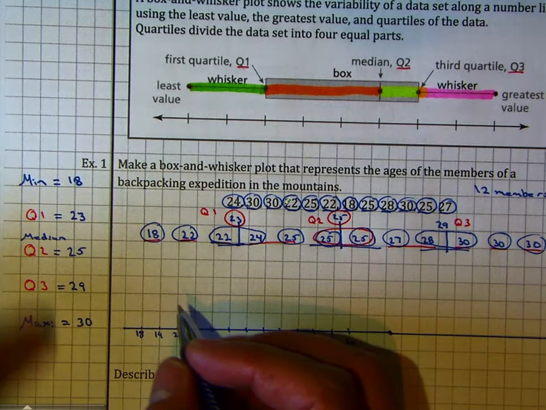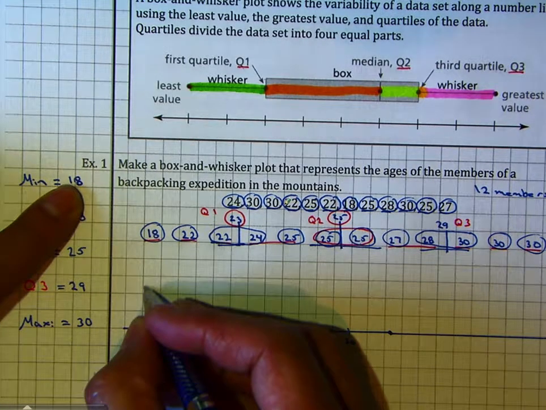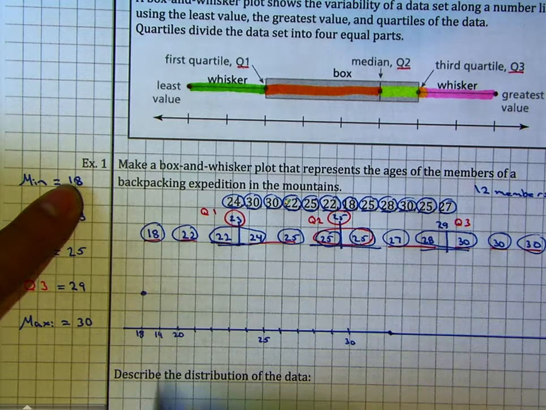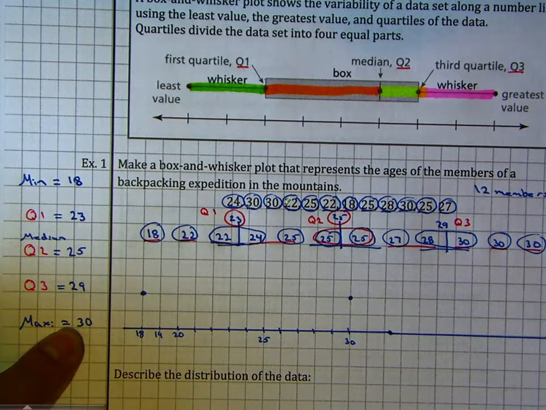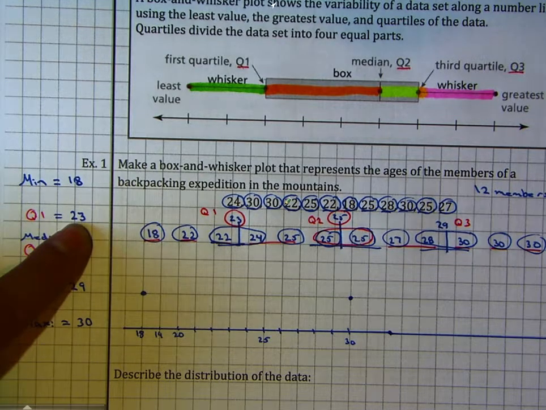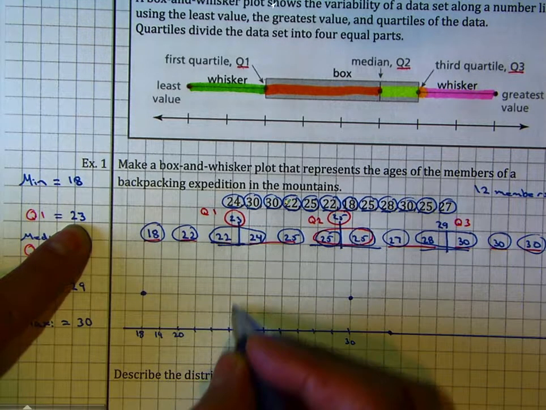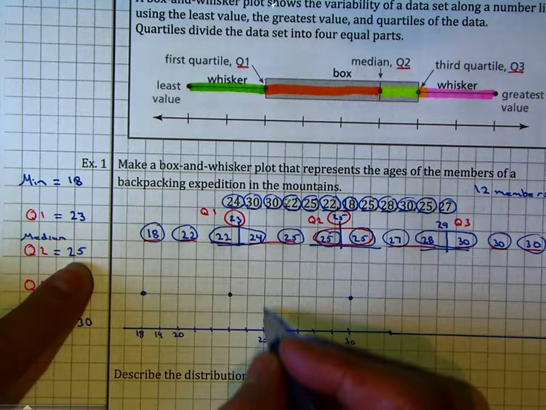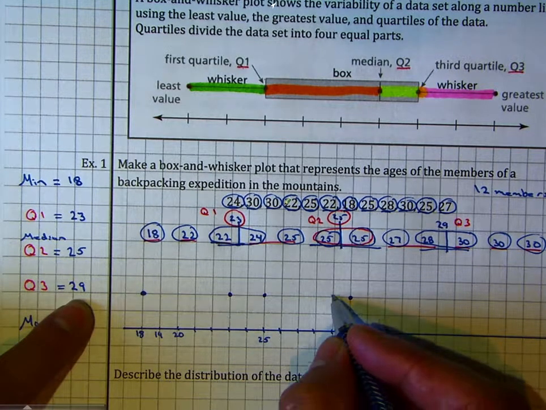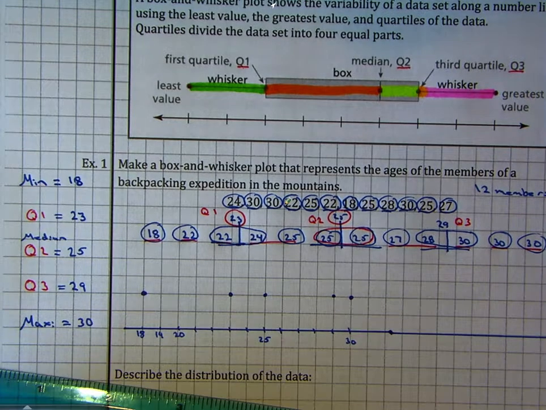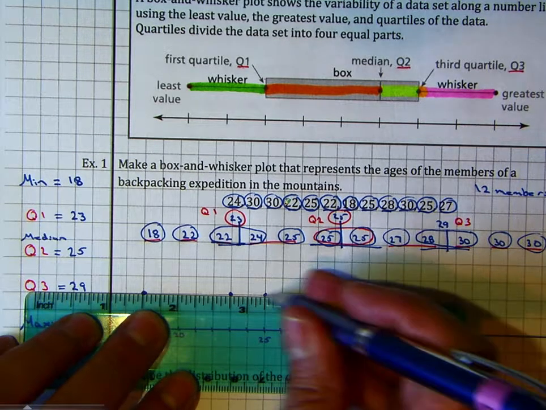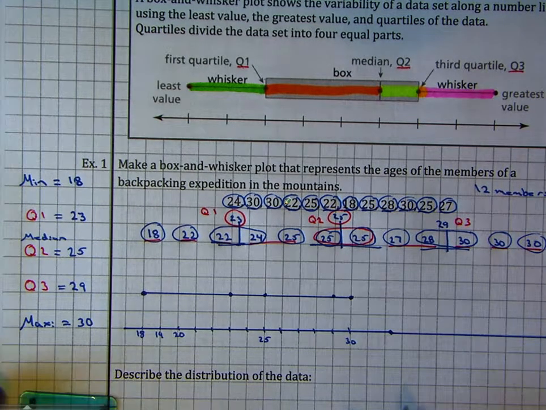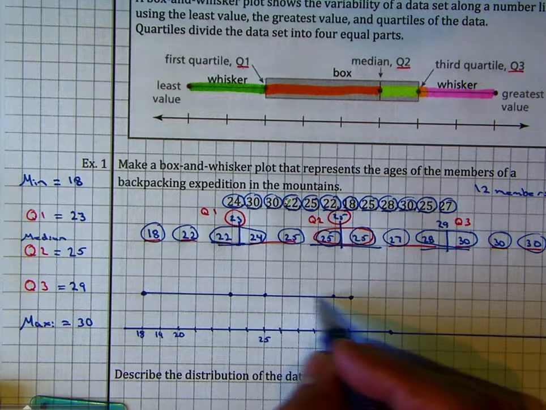So therefore our minimum is 18. I'll place a floating dot above. That's your minimum. Your maximum is 30. Now we have 21, 23, 25, and we have 29. Even though they don't connect the line all the way through, I actually prefer to do so. It makes it a lot easier for me when I do that. And I'm just going to make my box. I'm going to use those three dots in the middle to make my box.